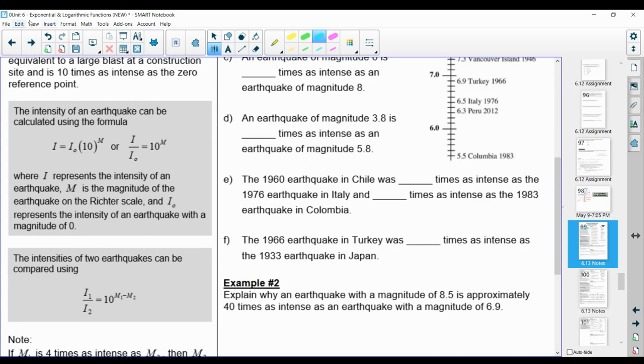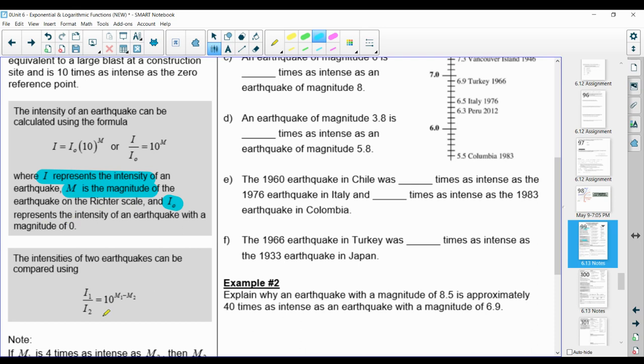So when we talk about the intensity of an earthquake, we can calculate this using a formula. Now, if we were writing the diploma here, you would see this formula quite frequently on the exam. So they would use I equals I0 times 10 to the M. Often you'll see me write it this way: I over I0 equals 10 to the M. Now, I represents our intensity of an earthquake, and M is the magnitude of the earthquake on the Richter scale. I0 is our initial intensity, or the intensity of an earthquake with a magnitude of 0.